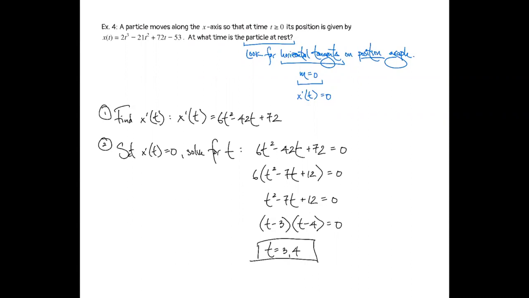Okay, so t=3, t=4. We know that that's when the particle is at rest because we were looking for horizontal tangents on the position graph, which meant slope equals 0 on the position graph. And for us, algebraically, it means where is x prime of t equal to 0, okay?